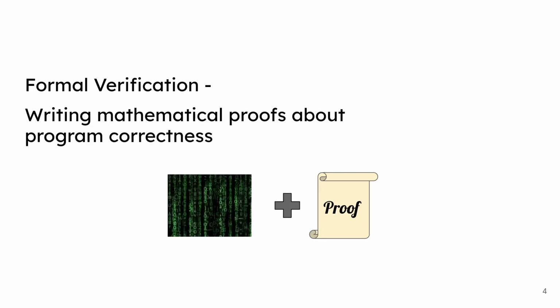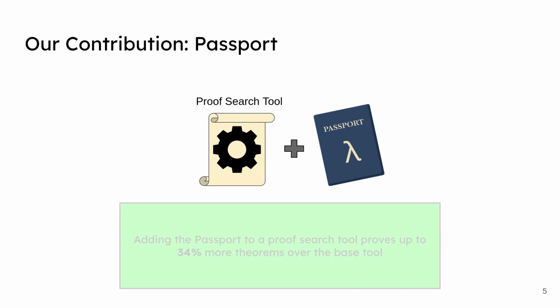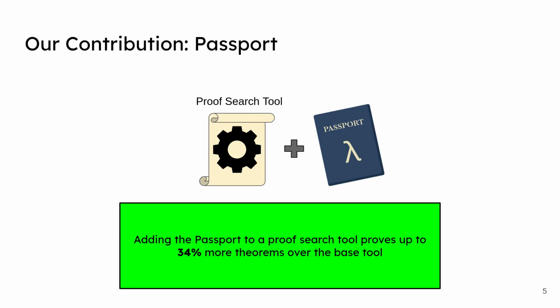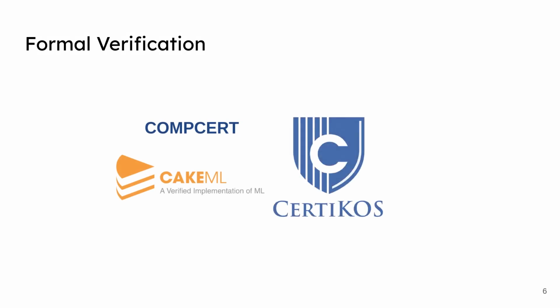And this talk is going to be about formal verification, writing mathematical proofs about program correctness to ensure bug-free code. Our contribution is Passport, a new approach to augmenting proof search tools that can prove up to 34% more theorems over the base tool. Formal verification has been used to produce verified compilers, operating system kernels, and even web browsers.